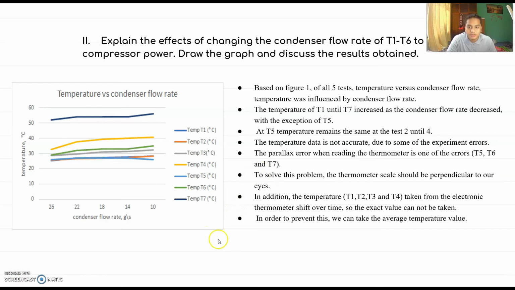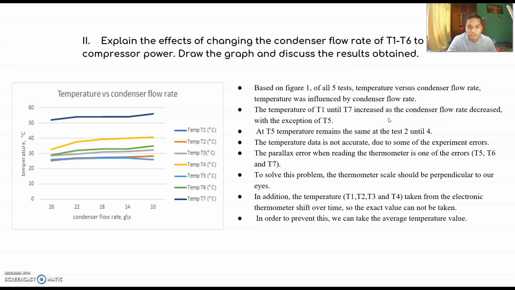Okay, next question. Explain the effect of changing the condenser flow rate of T1 until T6 to compressor power. Draw the graph and discuss the result obtained. Okay, as you can see, this is our graph, temperature versus condenser flow rate. Based on figure 1, for all 5 tests, temperature was influenced by the condenser flow rate, which means as the temperature of T1 until T7 increases, the condenser flow rate will decrease.